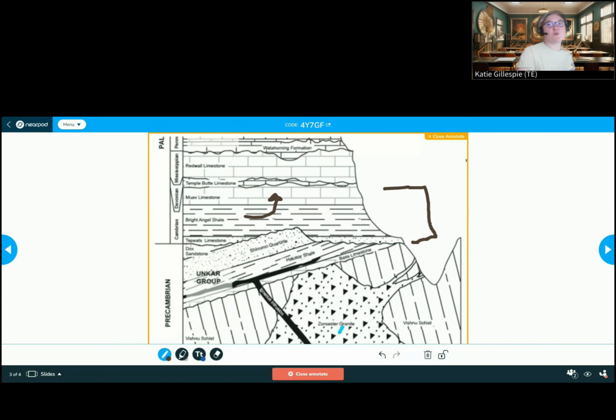We're working on L right now. What has to happen between the Bright Angel shale and the mauve limestone?